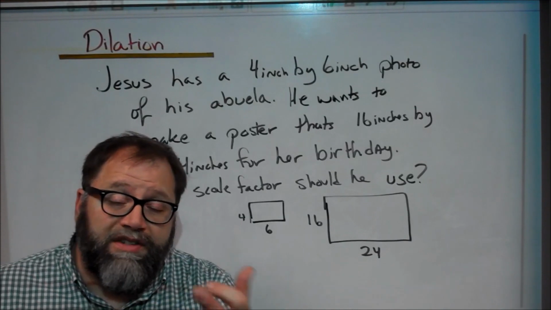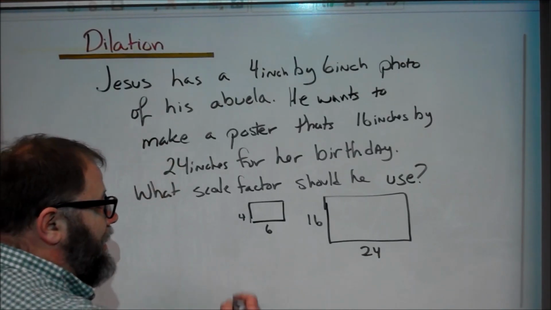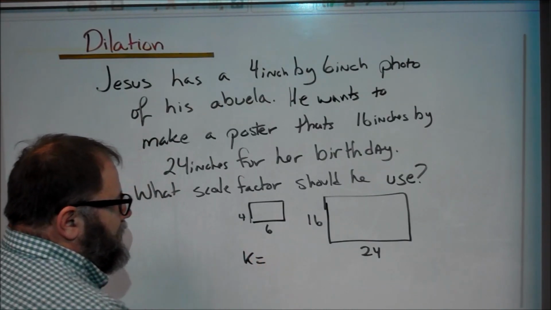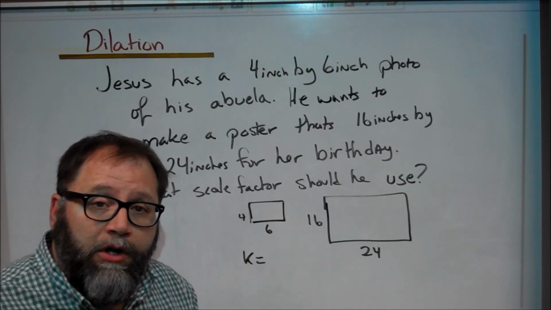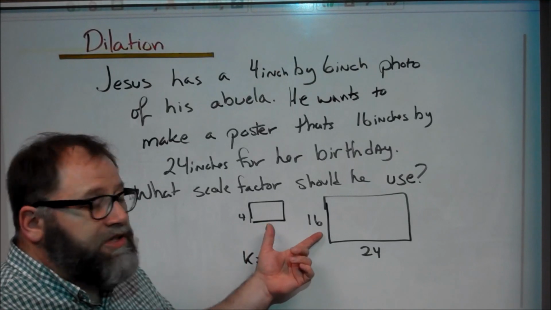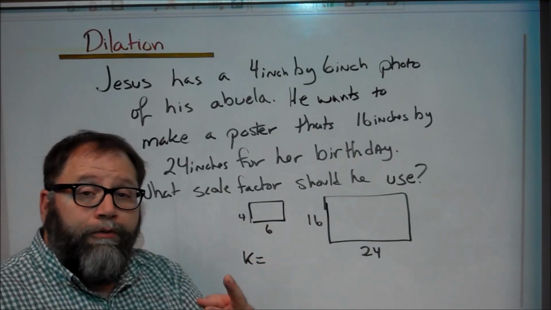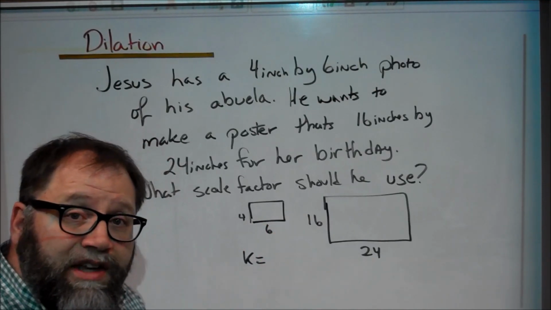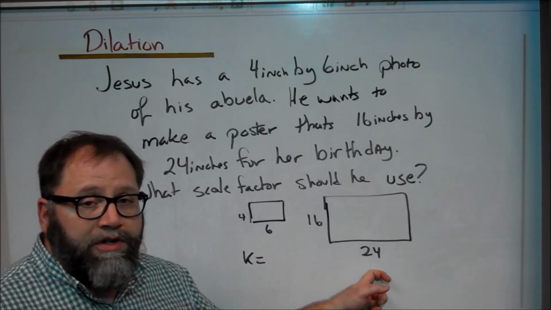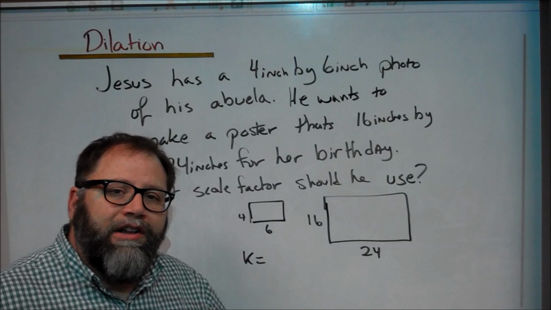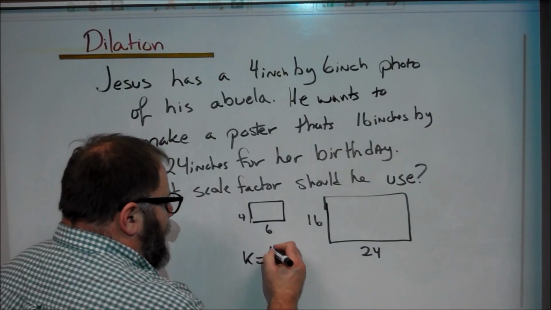So we're just checking for what is the scale factor? What will k be in this situation? So how does the 4 become a 16? Remember what we're using. We're using multiplication here. So 4 times what would be 16? Well, 4 times 4 is 16. Let's check to see if that's the same thing here for 6. 6 times 4 is 24. So we're going to enlarge it by a factor of 4.